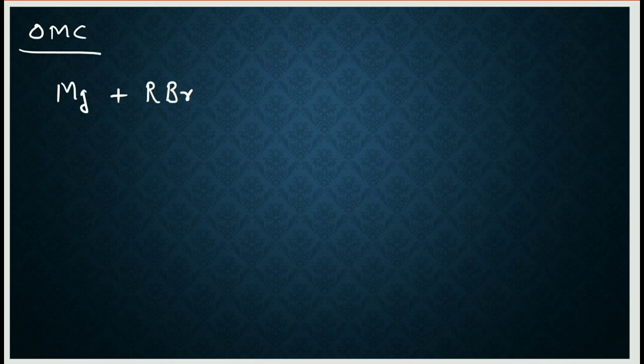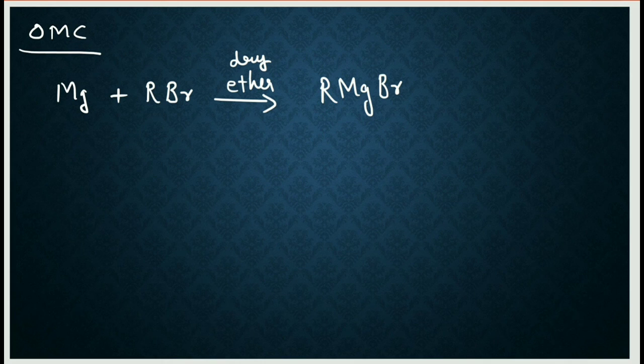Now coming to organometallic compounds formed by alkaline earth metals. The important organometallic compound is the Grignard reagent. So the general formula of Grignard reagent, how to prepare? Magnesium plus RBr, where R can be an alkyl or aryl group, in presence of dry ether. So magnesium plus RBr is heated in dry ether. So what happened? RMgBr. So this is the Grignard reagent, RMgBr.